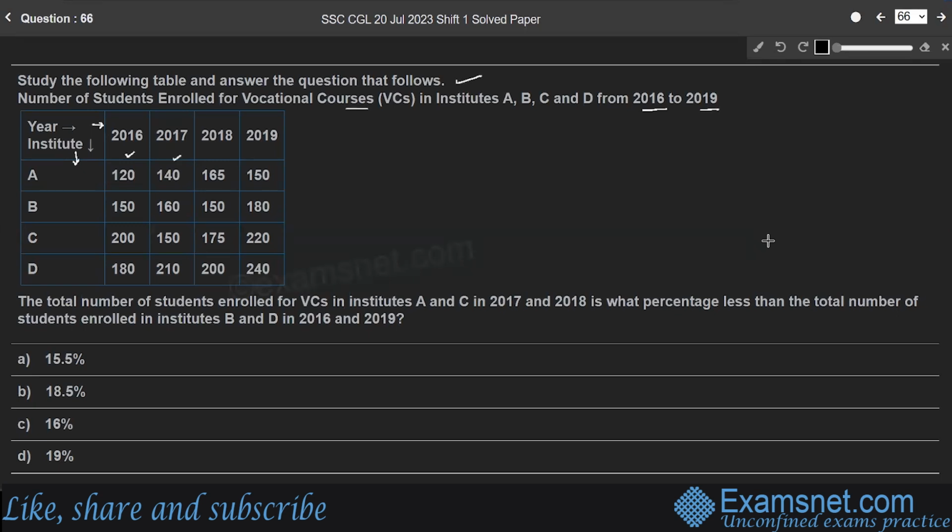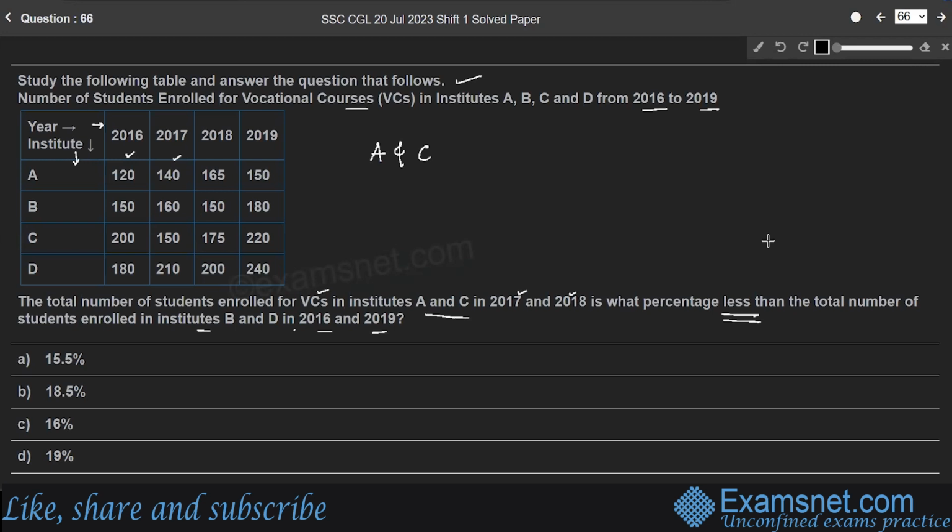Right? Here the question is, total number of students enrolled for vocational courses in institutes A and C in 2017 and 18 is what percentage less than the total number of students enrolled in institutes B and D in 16 and 19. Right? So here we'll consider the number of students in institutes A and C.